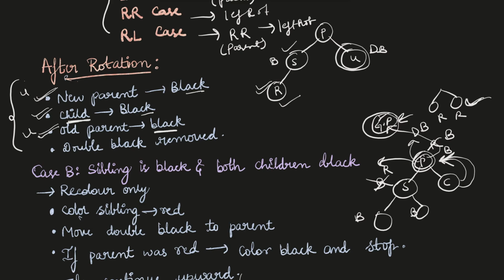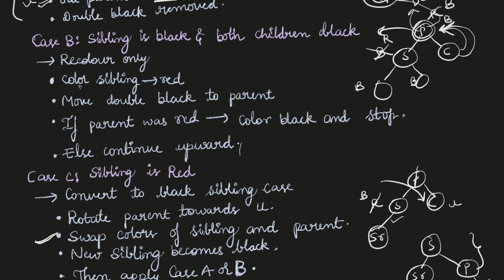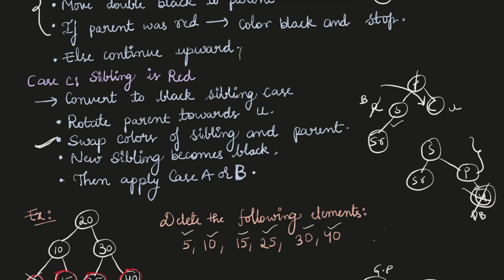Okay. Now case B says the sibling is black and both children are also black. So what you need to do? You simply have to recolor according to the following rules. And another thing I have said, that if it is a double black at the root node, you can directly remove it and turn it to black. That's it. And the third case says the sibling is red in color.